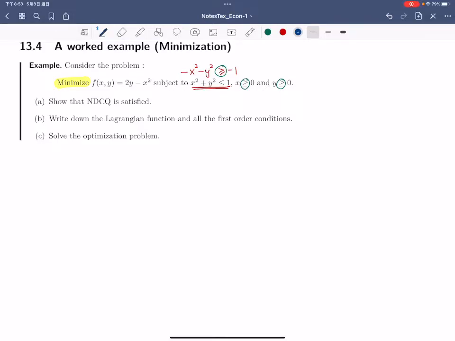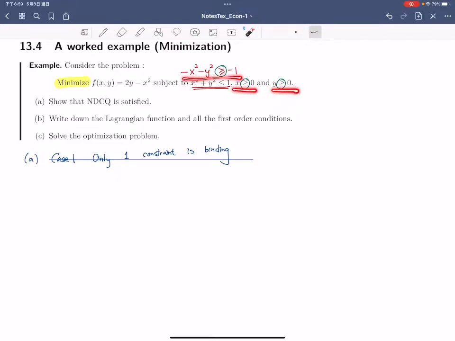Okay, part A. Check the NDCQ is satisfied. So we do the usual thing, case 1. Suppose you have only one constraint is binding. If only one constraint is binding, then we have three choices here, either this one, or this one. So we write down each of their Jacobian matrix.